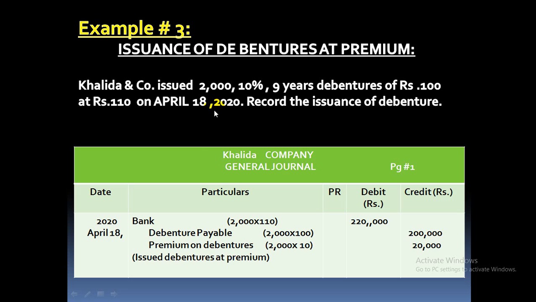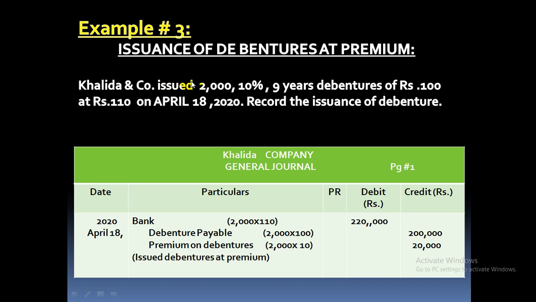Let's see the third example, issuance of debentures at premium. Premium means we are offering the debenture for a higher value than its par value. Sometimes the company is earning good reputation, and if the company sells the debenture even for a higher value than its par value, the public shows interest and they buy the debenture certificates.